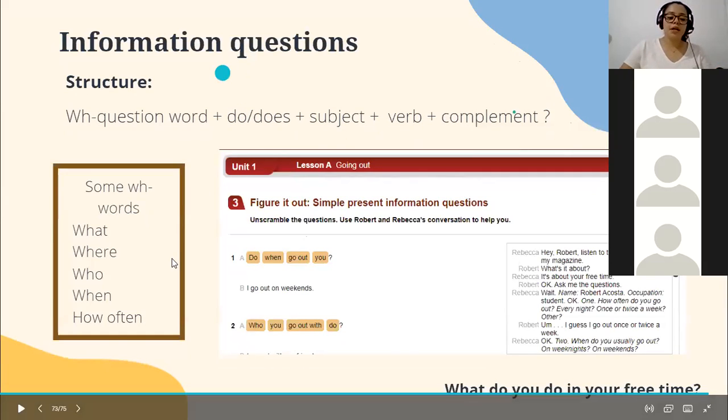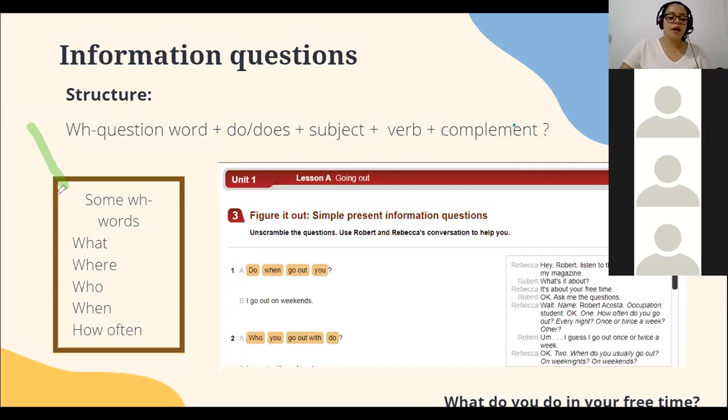Now, other thing. These are some of the WH words. When do we use what? To ask about things. For example, what do you do? O sea, ¿qué haces? Where is for places. Where do you go in your free time? Or where do you go on your vacations? ¿A dónde vas en tus vacaciones?